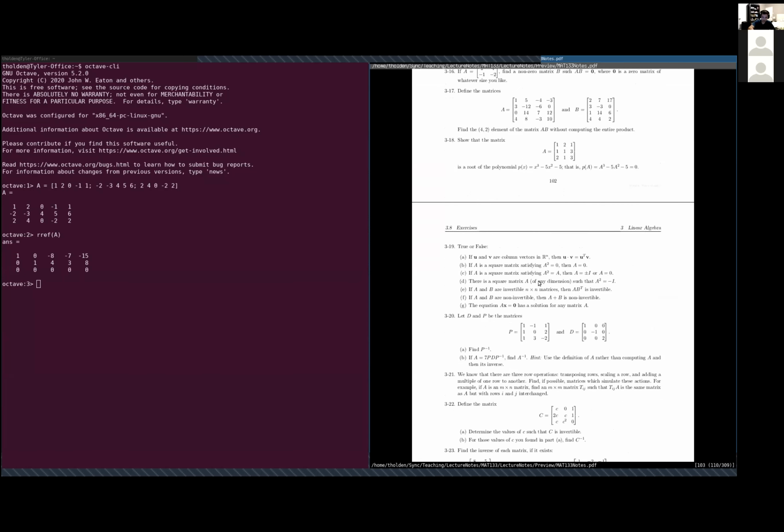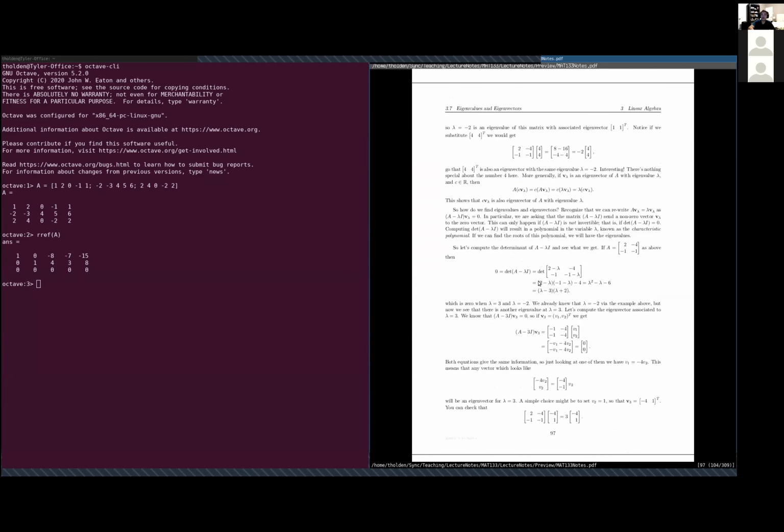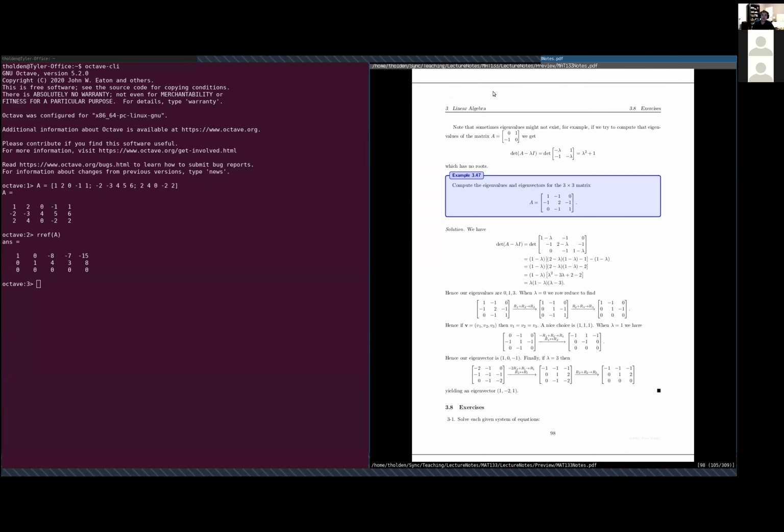Am I going in the right direction? No, I'm not. Okay, so here's example 3.47. Here's this big old 3x3 matrix, and you can row reduce it if you want. I'm not going to, so I'm going to plug it into Octave: 1, -1, 0, -1, 2, -1, 0, -1, 1. Hopefully I've done all that correctly.